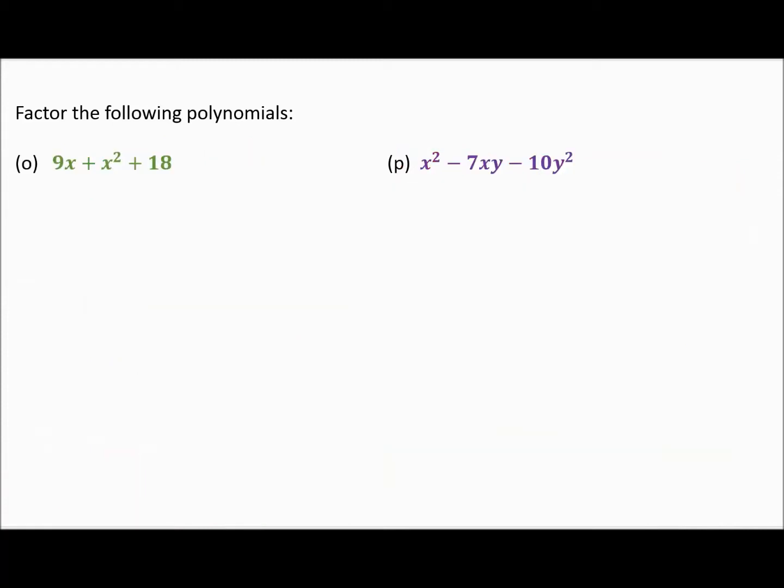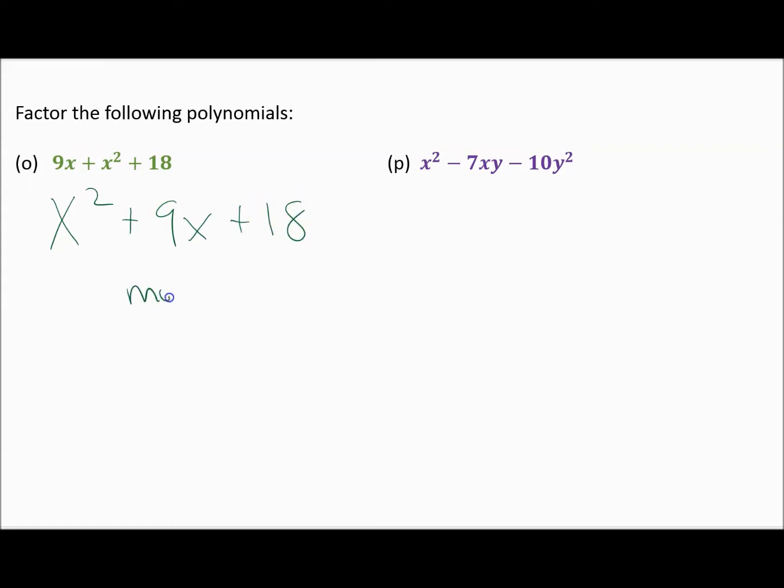Okay, one more page of these. Just two more examples. Hang with me. Now this looks weird. 9x plus x squared plus 18. What's wrong with that? I think you might recognize it. It's not in the right order, right? We really need these in descending powers order. So the x squared should go first, and then the 9x should go next, and then the 18 is last.